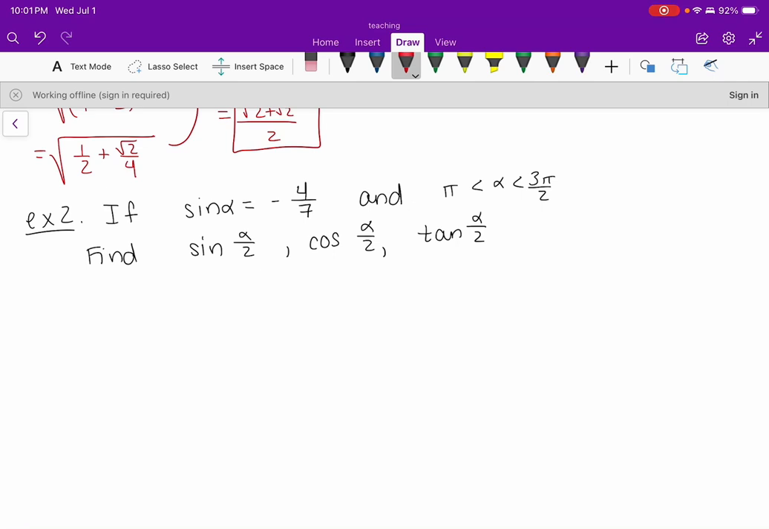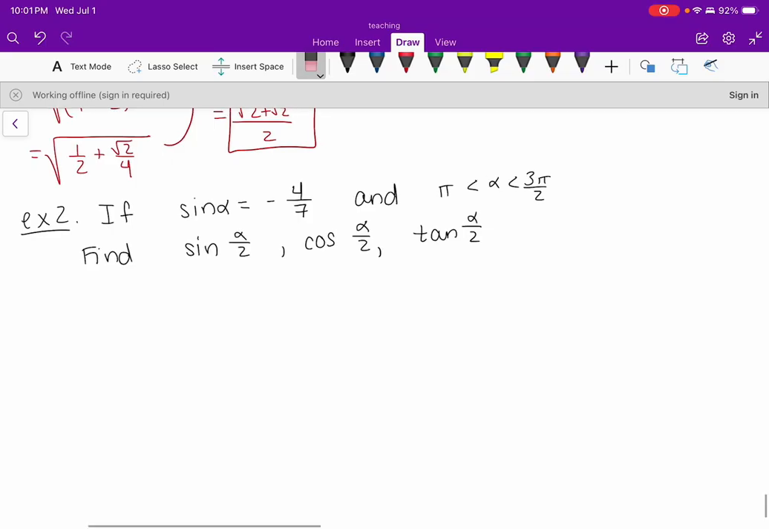So this is the example. I talked about this in the last section, that sometimes when we use identities, we don't actually know our angle, and we aren't going to find our angle either. We're going to use the relationship of sine alpha to plug into some identities and potentially even make a triangle if we need to. So since I'm looking for sine alpha over 2, cosine alpha over 2, tangent alpha over 2, that should tell you that you need those identities.